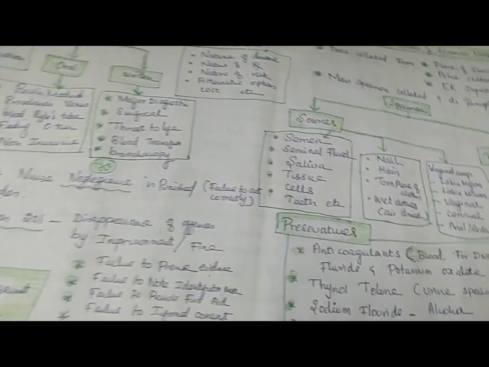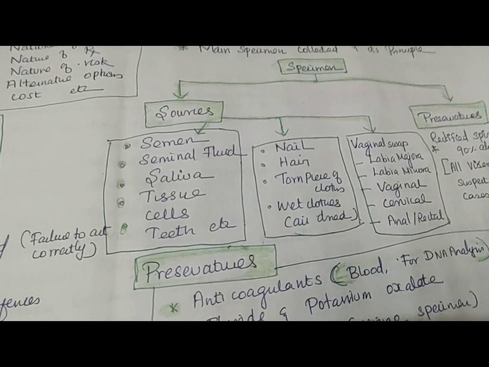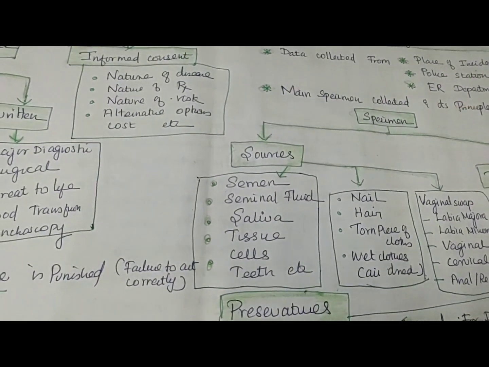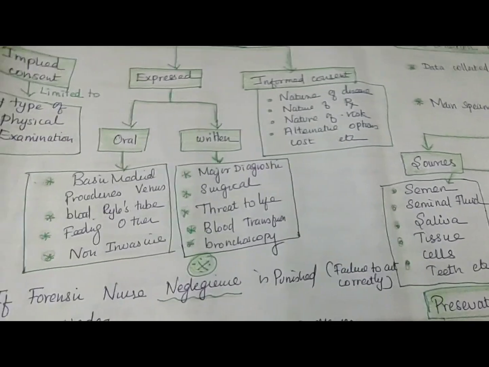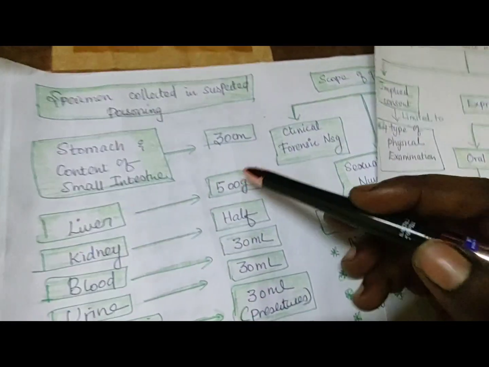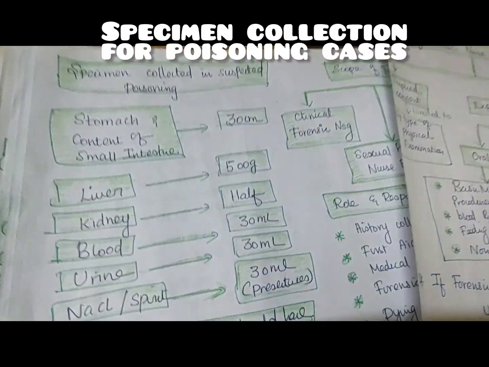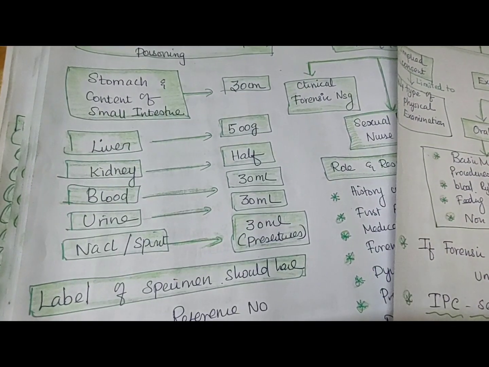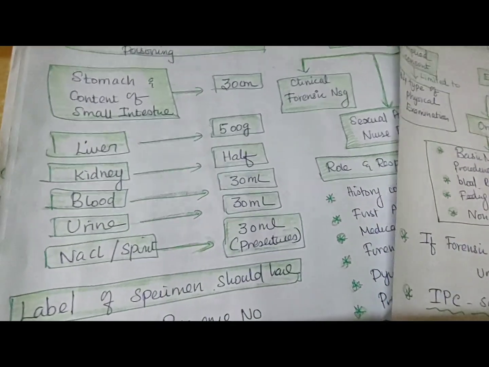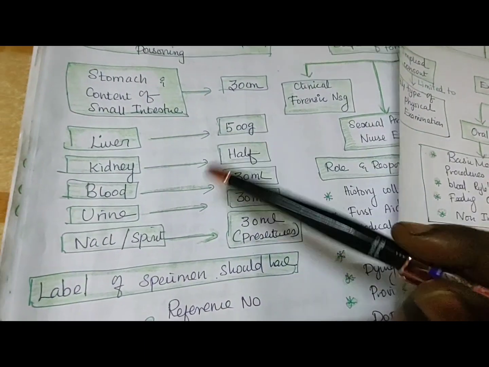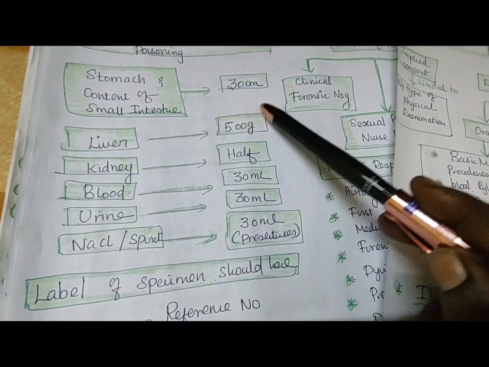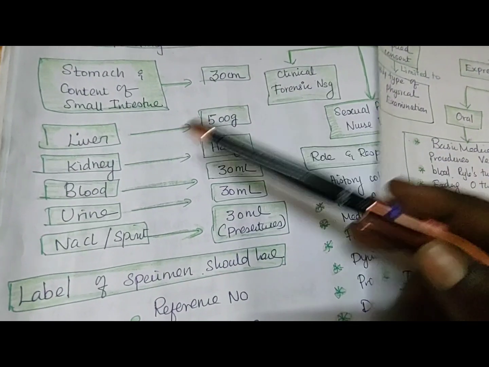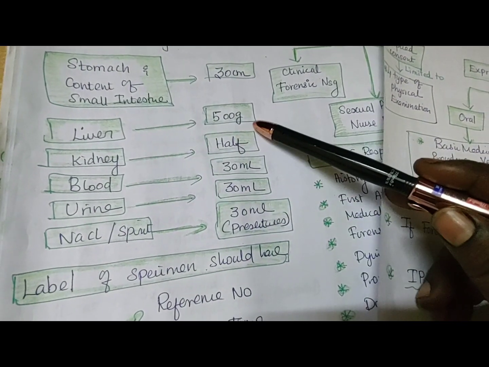Suspected cases of poisoning, they tell how all the organs have to be taken. If you see suspected cases of poisoning, in what kind of death is it happening? If you take the specimen collected for poisoning, a special protocol has been given. All the specimens can be collected from the mortuary. The stomach content and the small intestine content, they need nearly 30 centimeters of the stomach itself. Then liver, 500 grams of liver is needed.